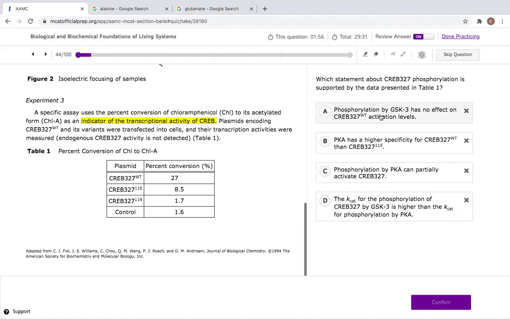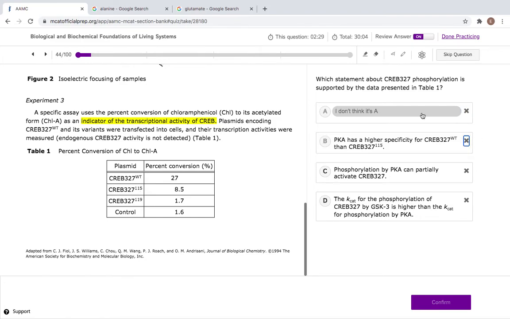So they're telling me that GSK3, which phosphorylates at 115, has no effect. It does have an effect because this is without GSK and this is with GSK. Look at that. We go from 8.5 to 27 when we have phosphorylation by GSK. So this is wrong. PKA has a higher specificity. What? That's specificity where? We're not talking about specificity here. This is not supported by this data table at all.